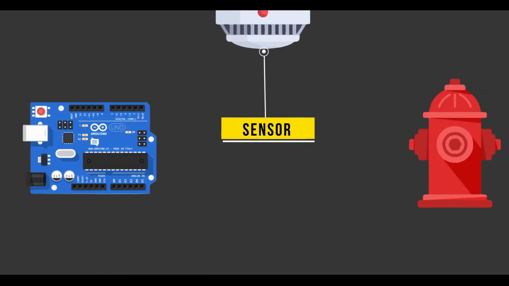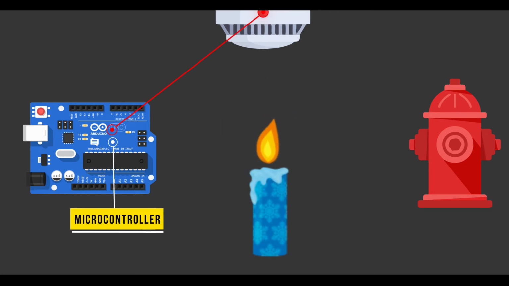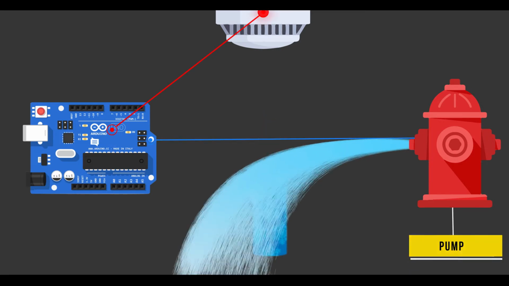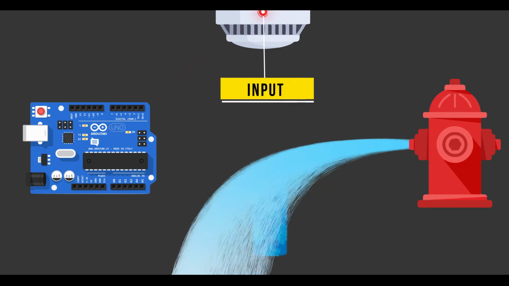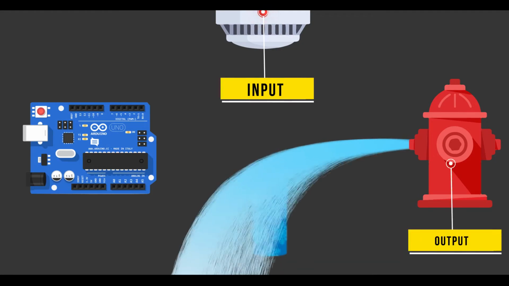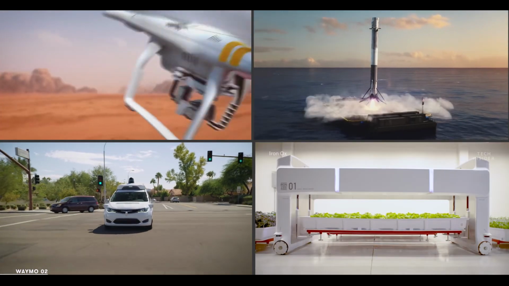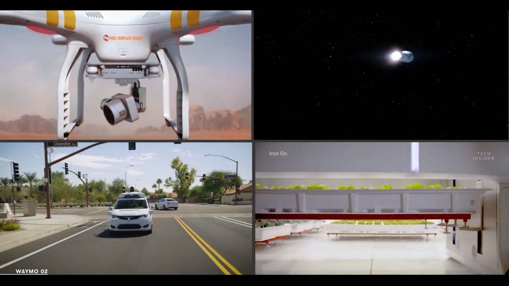The sensor detects the flame and communicates it to the microcontroller of the robot. Then, the microcontroller gives instruction to the pump to turn on and spray the water until the flame is off. In this case, the input is the flame sensor to detect the fire, and output is the pump to spray the water. Similarly, different robots have different input and output devices and commands.